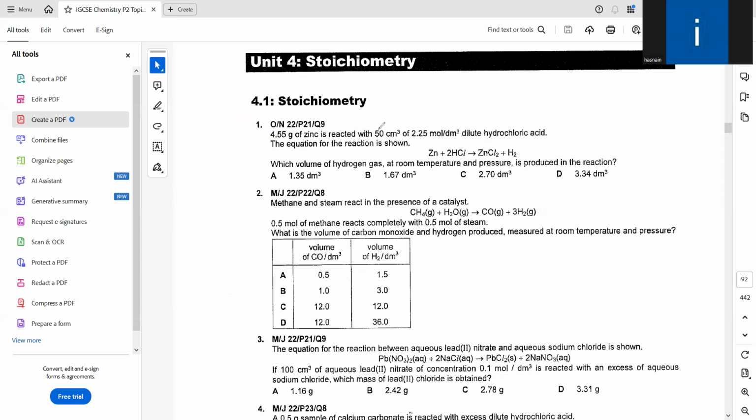See, Hassan, let's redo it. That was volume, right? That's concentration, right? So the formula says n equals C times V, right? So C is 2.25 and V is 50, right? But the problem is the unit for volume here is cubic centimeter and the unit for concentration here is cubic decimeter. So it's a mismatch. So there are two possibilities. Either you convert this cubic centimeter into cubic decimeter. That's the recommended thing. For that, you have to divide by 1,000.